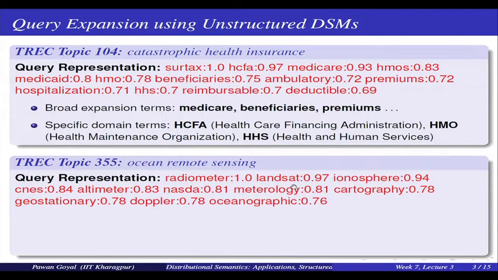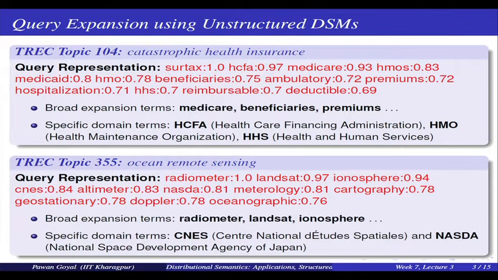And again, as we saw in the earlier query, there are some broad expansion terms like radiometer, Landsat, and ionosphere that are connected to the query, and there are some domain specific terms like CNES and NASDA here. So this is one very nice application of distributional semantic models. You have some existing query, you want to match it to some document. Why don't you expand this query by using some related terms? And this is the idea.